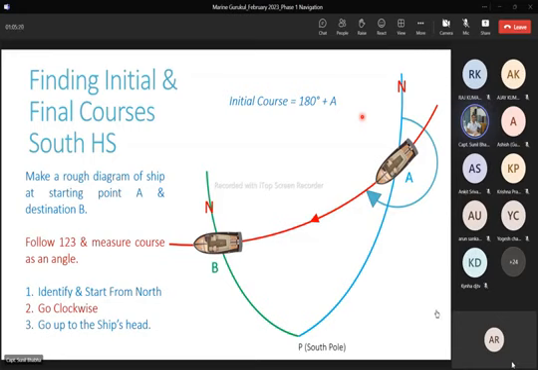That is the initial course calculation. Let's go to the destination position now. Again, we follow the 1, 2, 3 method. Starting from true north, going clockwise, going up to the ship's head, represented by the light blue color arc as well as arrow.